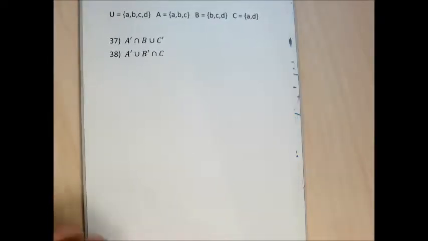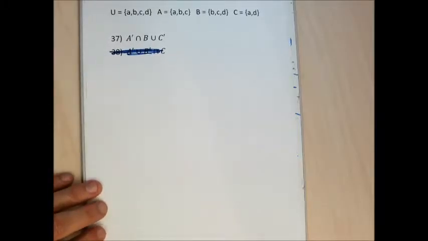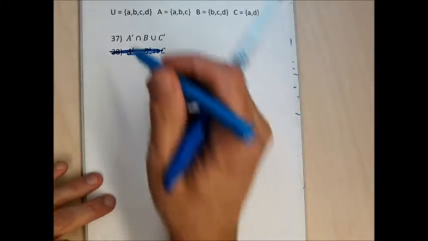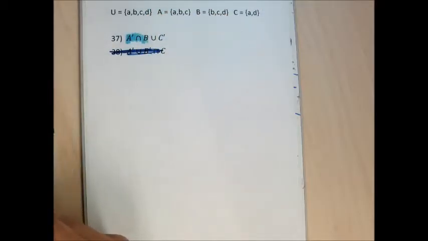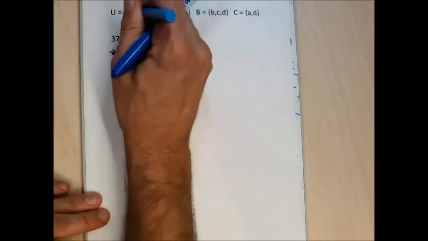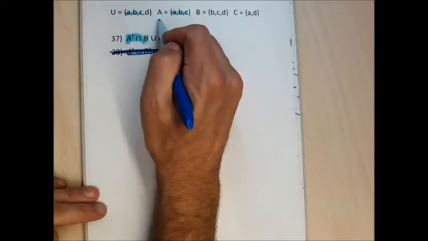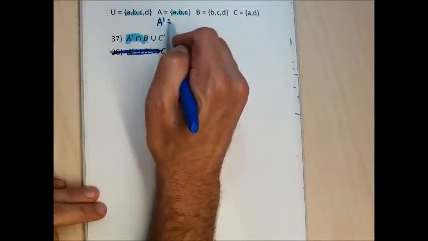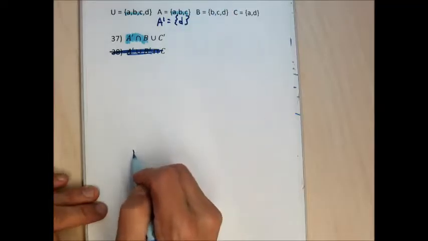Let's do your 37. You can pause the video and give 37 a try, and then you can watch me do it if you can't. First thing I need to do is work left to right. I'm going to do A complement intersection B. I better figure out what A complement is. A complement is what you get when you take the A, B, and C away from the universal set. A complement is just going to be the set that contains D. So let me go way out down here off to the side.